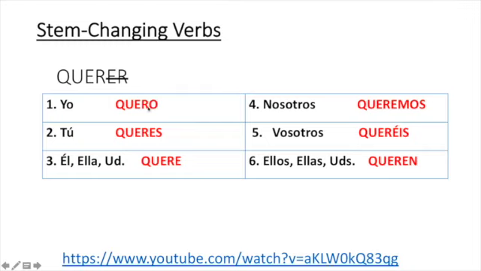We took the ER and added O, S, A, hemos, es, and we changed the ending, but we haven't changed the stem. So something now has to happen to the Q-U-E-R, the querer part. Well, querer happens to be a stem changing verb from E to IE. So the interesting part about this process is that for the nosotros and vosotros forms, nothing happens here. They remain as queremos and querréis.